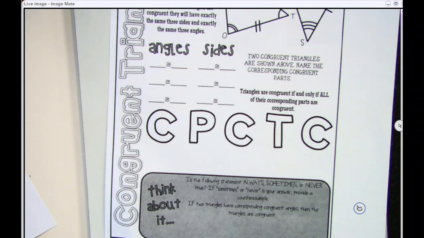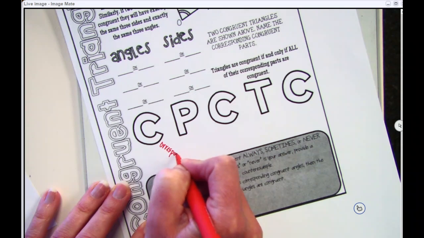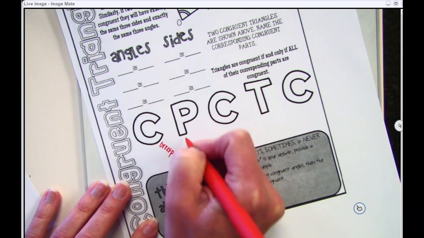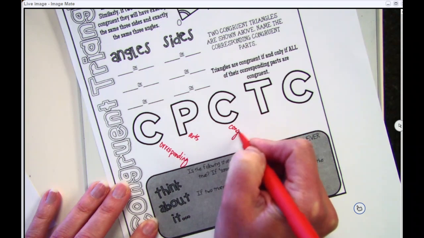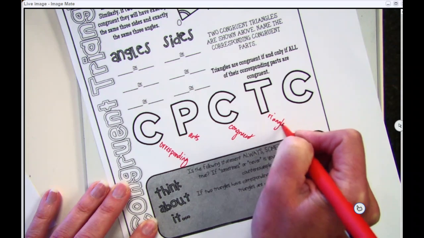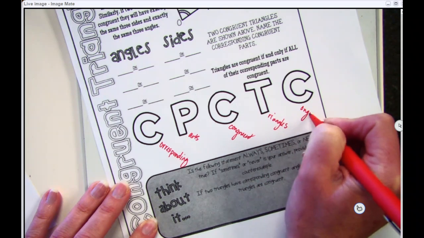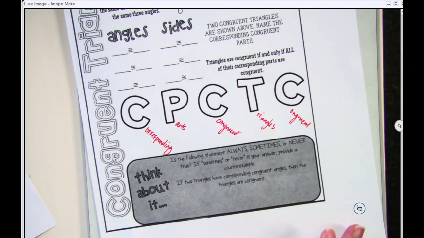All right. CPCTC in geometry. Corresponding parts of congruent triangles are congruent. Corresponding parts of congruent triangles are congruent.